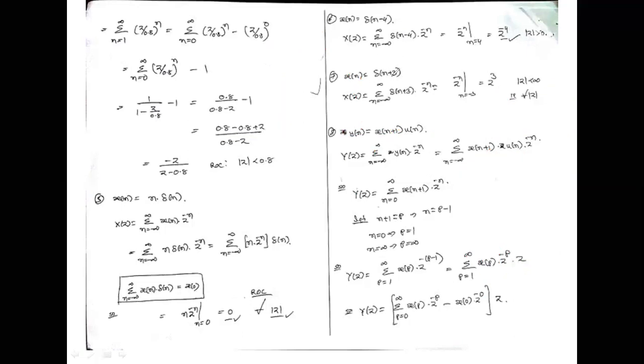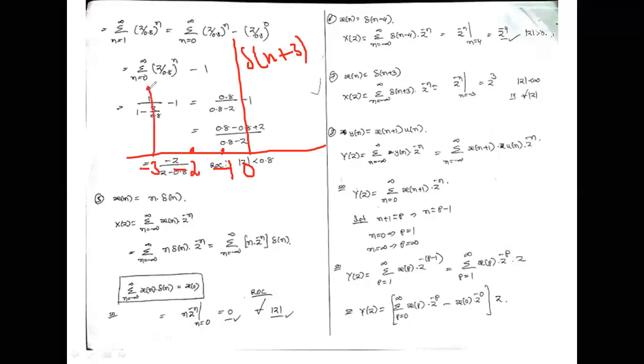Similarly, delta of n plus 3. Delta of n plus 3 means at n is equal to minus 3, towards the left side. You can see the values are 0. Plus means advanced function. At minus 1 it is 0, minus 2 is also 0, and at minus 3 the value is 1, because it is shifted towards the left side by 3 samples.